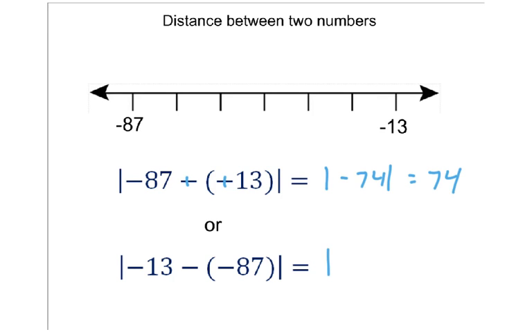Negative 13 minus a negative 87 is basically going to turn into a plus positive 87, so that gives us the absolute value of positive 74. And of course, again, we get the same answer. So you can choose to subtract the numbers in any order that you like.